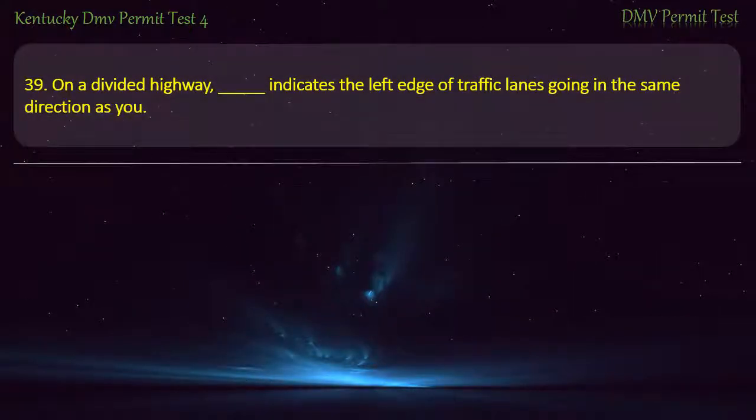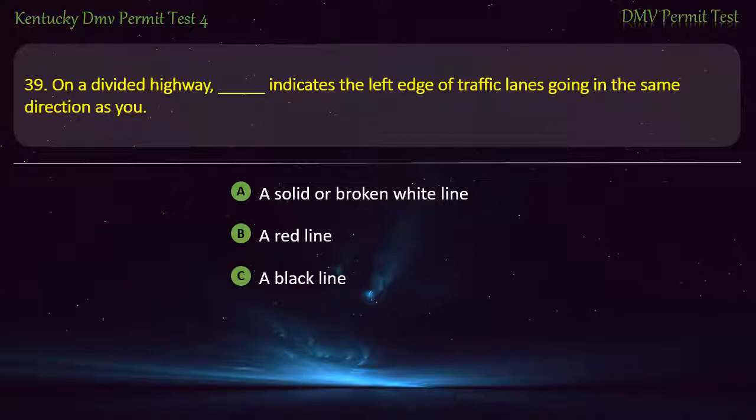Question 39. On a divided highway, indicates the left edge of traffic lanes going in the same direction as you. A solid or broken white line. A red line. A black line. A solid or broken yellow line. Answer. A solid or broken yellow line.